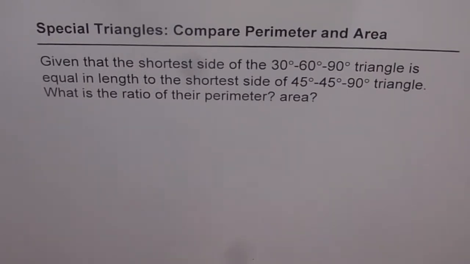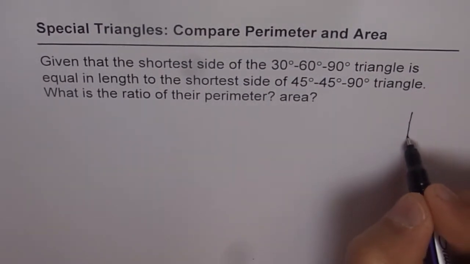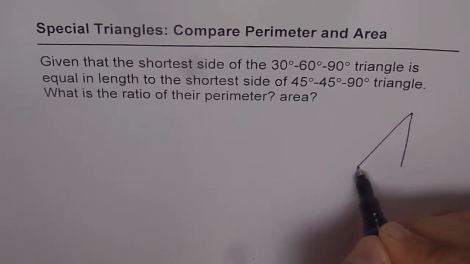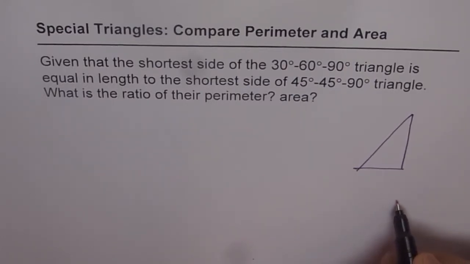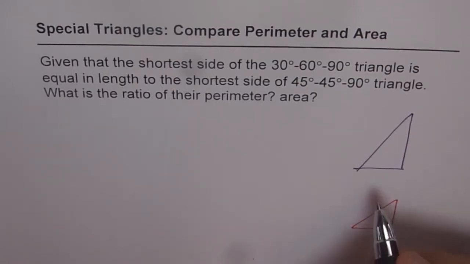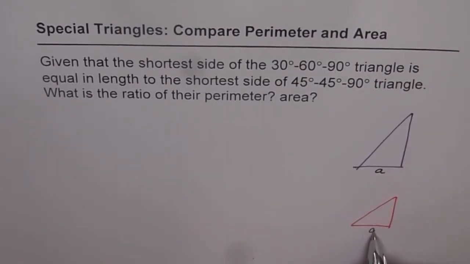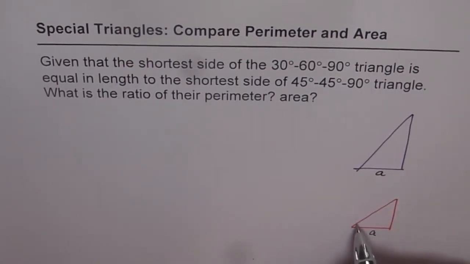Now let me draw the two special triangles. The first one is 30, 60, 90. So let us say this is my 30, 60, 90 triangle. And then the second one is 45 degrees, so we'll have this one as a 45 degree triangle. Okay, so I've drawn the triangles with almost the same shortest side. So let us say that this side is A for both, since the length of the shortest side is the same for the two triangles, right?